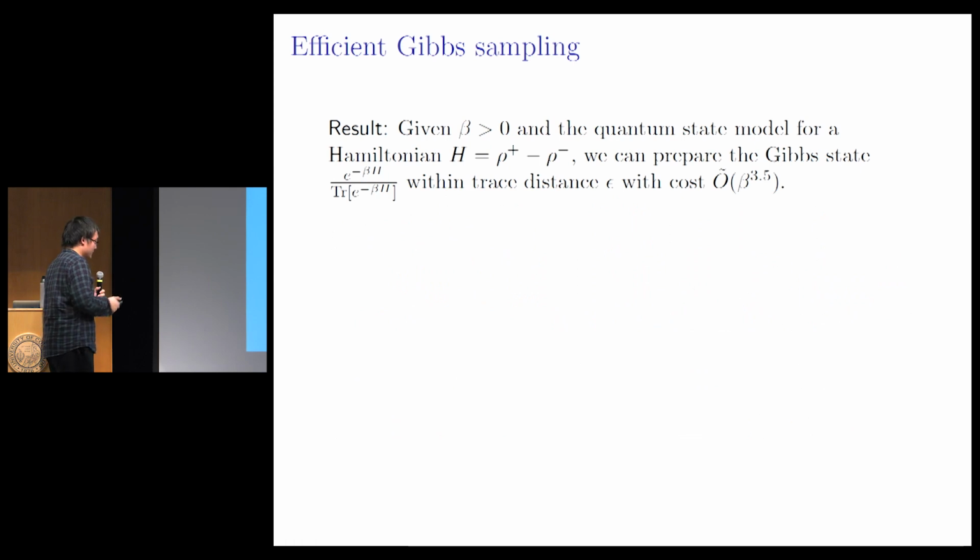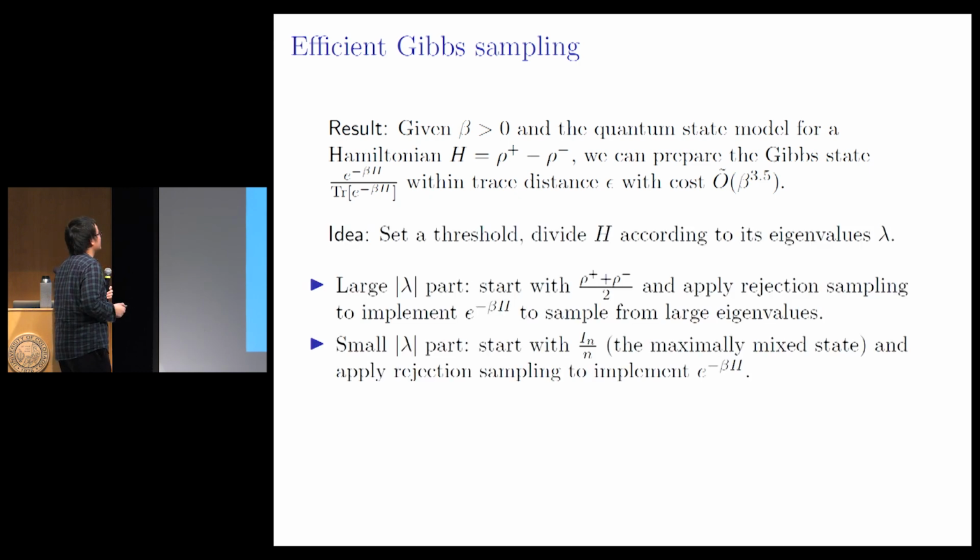The second technique we introduce is a more efficient way to prepare Gibbs states. The main result is as follows. If we have a beta larger than 0, where beta is a constant for the inverse of the temperature, and we have the quantum state model for Hamiltonian H, which is written as a subtraction of two density matrices, rho plus and rho minus, then we can prepare the Gibbs state e to the minus beta H divided by its trace with error epsilon, and with cost only polynomial in beta, and polylog in the dimension and the error. To do this, the idea is that we set a certain threshold for the eigenvalues of H, and we make divisions accordingly.